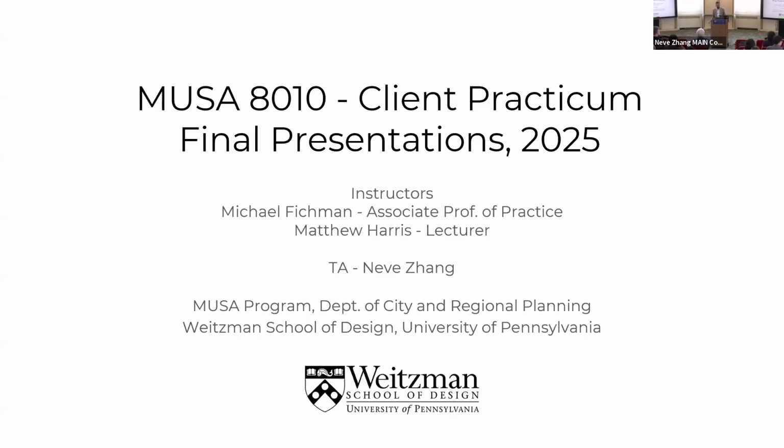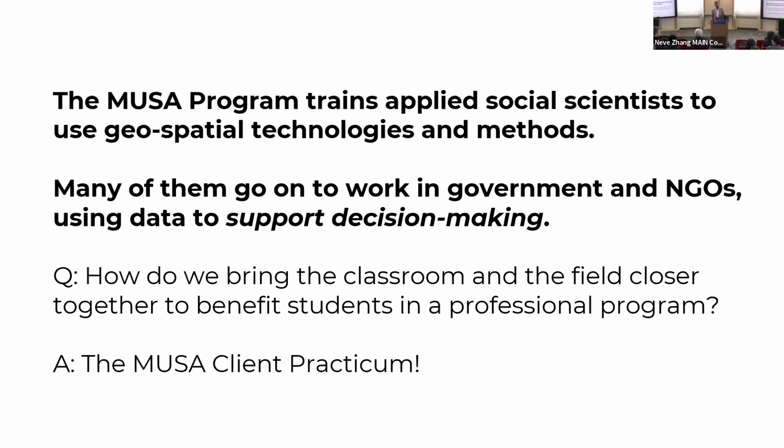So this class is in the Master of Urban Spatial Analytics program, Department of City and Regional Planning here at the Weitzman School of Design at the University of Pennsylvania. The MUSA program trains applied social scientists to use geospatial technologies and methods. We really specialize in questions that start with where. It's a 1-year master's program, and many of our students go on to work in government and with NGOs using data to support decision-making. So we're distinct from an analytics program that you might find in a business school.